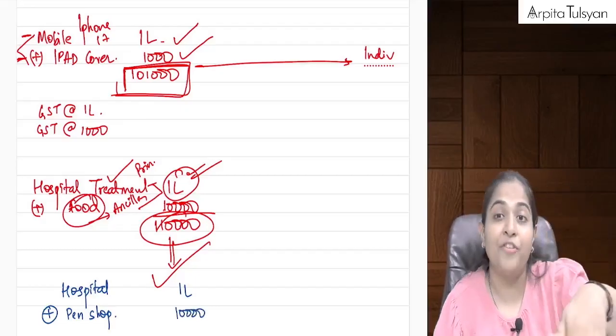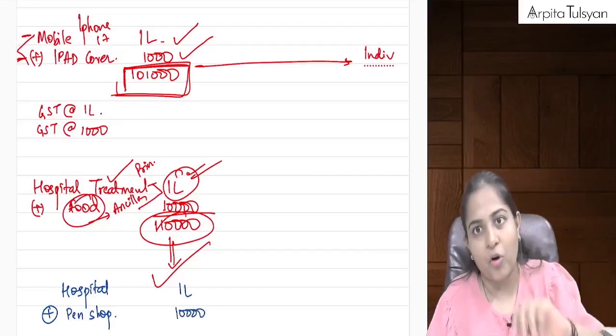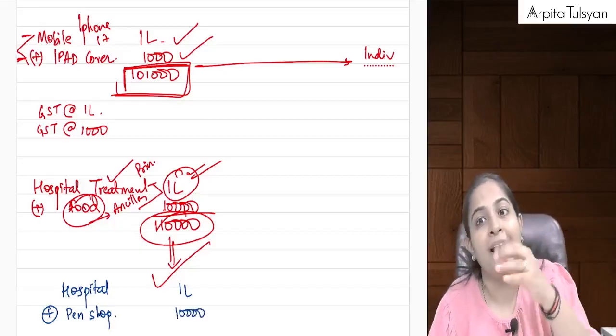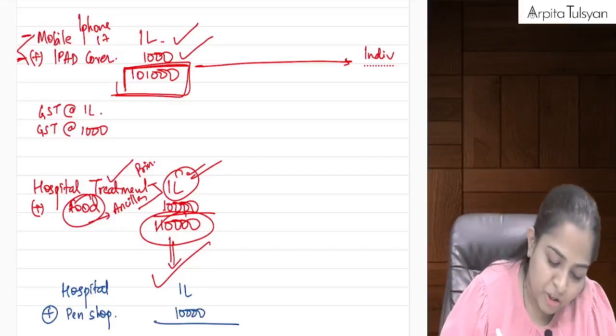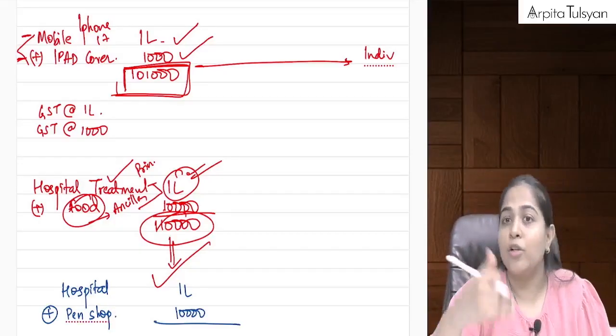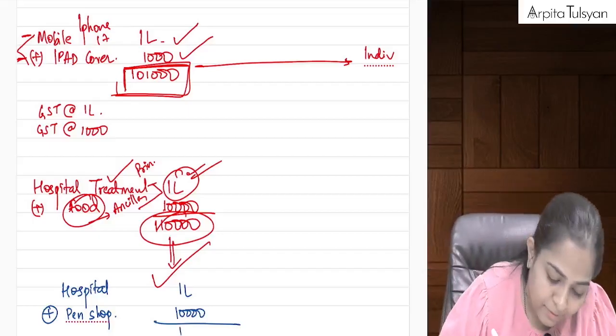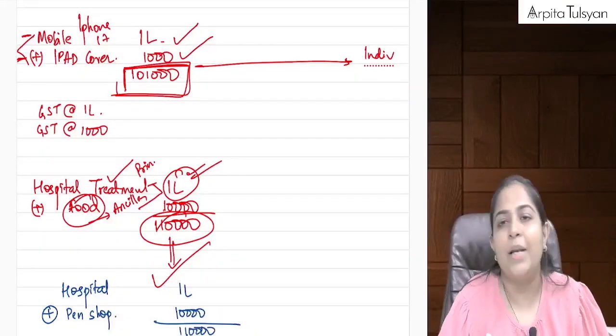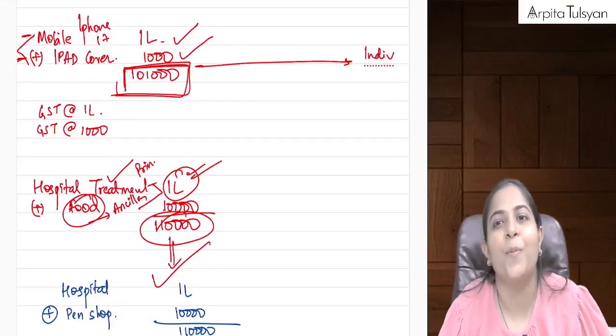At the time of discharge, when I was getting out of the hospital, I thought I'll just go to that shop and buy a pen. And that was also billed by the hospital only, and let's say they charged me 1,10,000. Now tell me, is it a composite supply or is it not a composite supply?